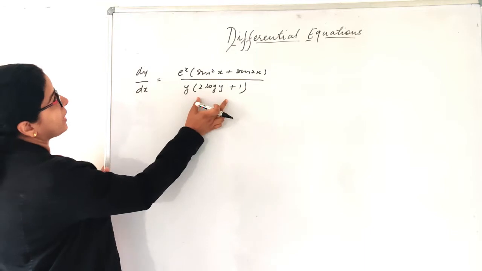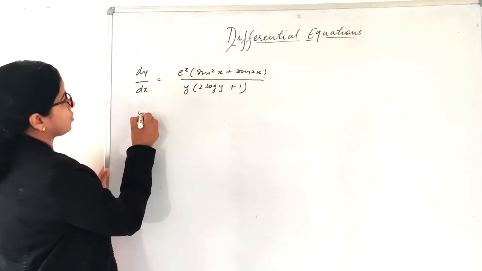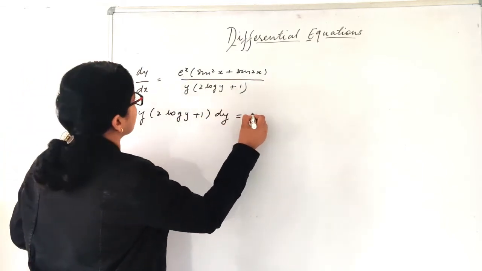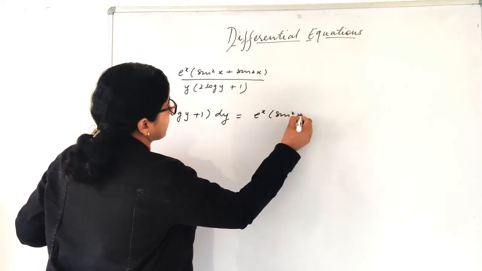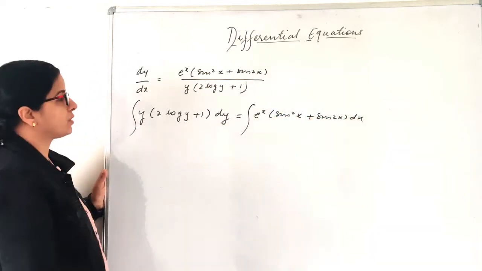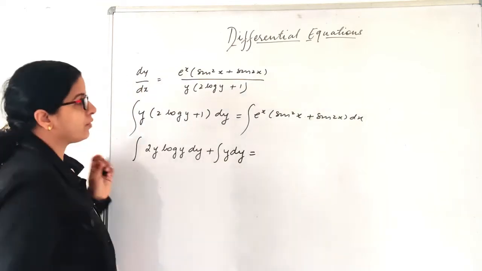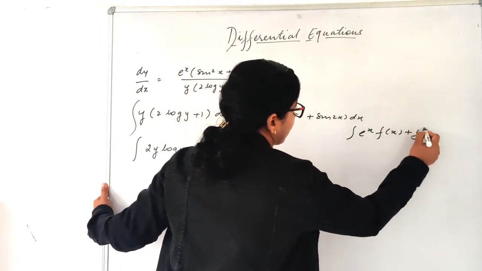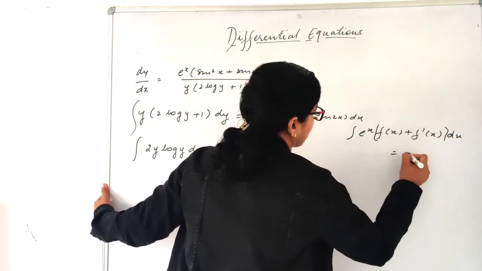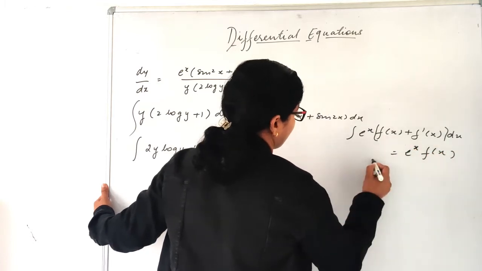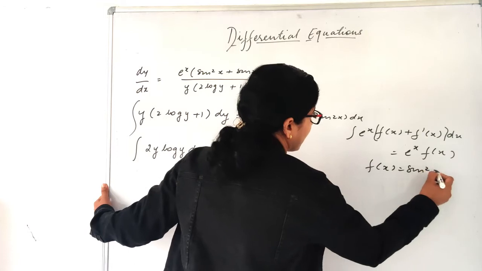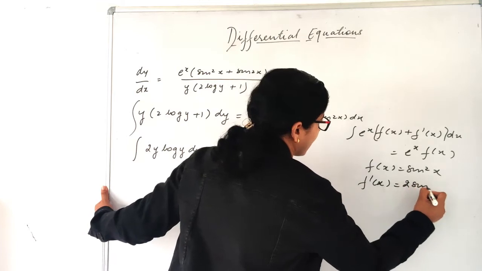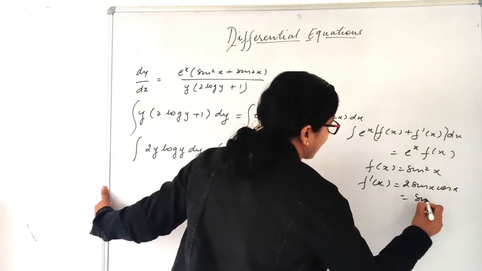Right? Let us take this question. Again, we can take the y terms with dy and x terms with dx. So y (2 log y plus 1) dy equals to e^x (sine square x plus sine 2x) dx. Integrate both the sides. Here we can use UV rule, and if you remember, this is of the kind integration e^x (f(x) plus f dash x) dx, and our solution used to be e^x f(x), right? Here in this case f(x) is sine square x, right? And if you find f dash x, what you will get? 2 sine x cos x, which is nothing but sine 2x, right?